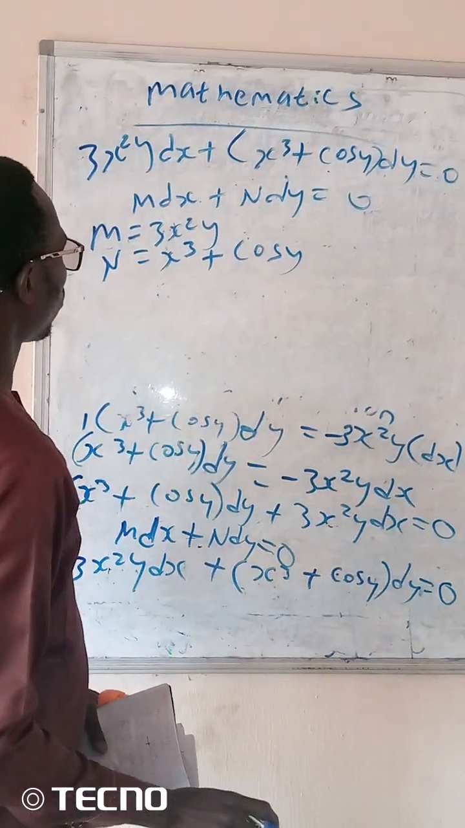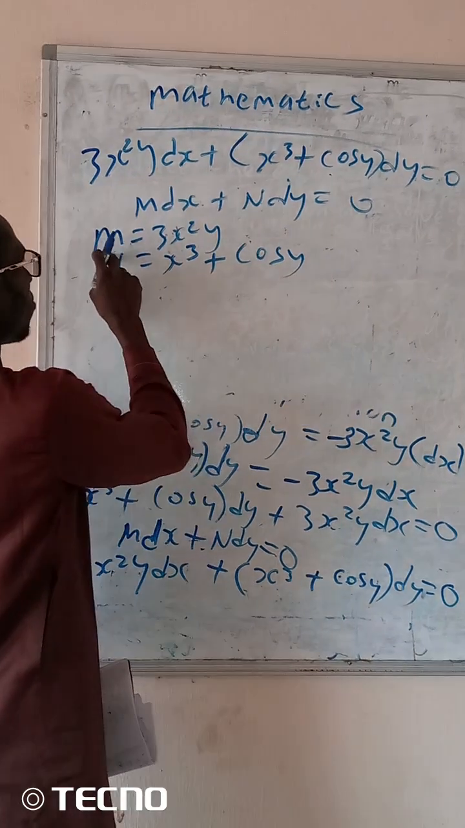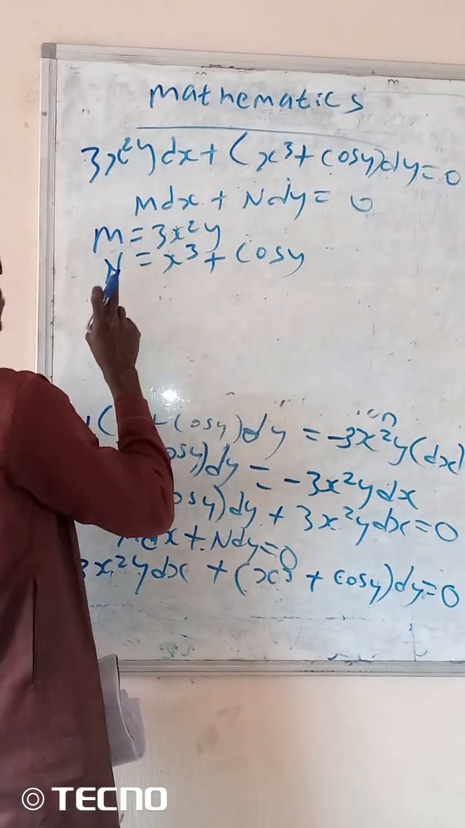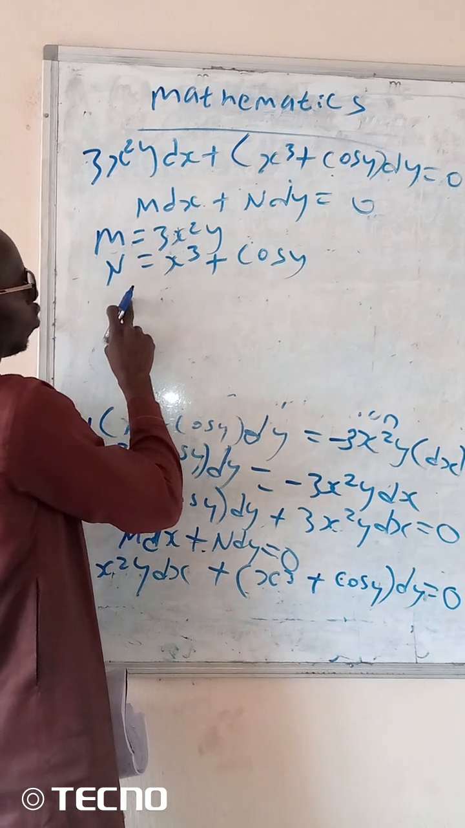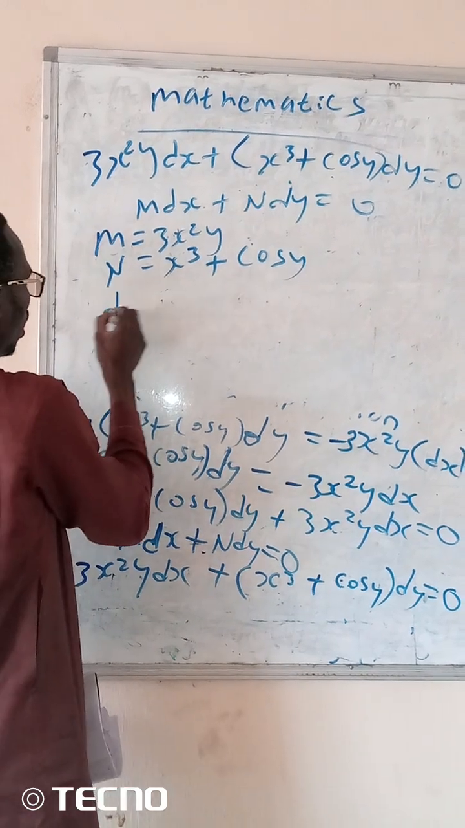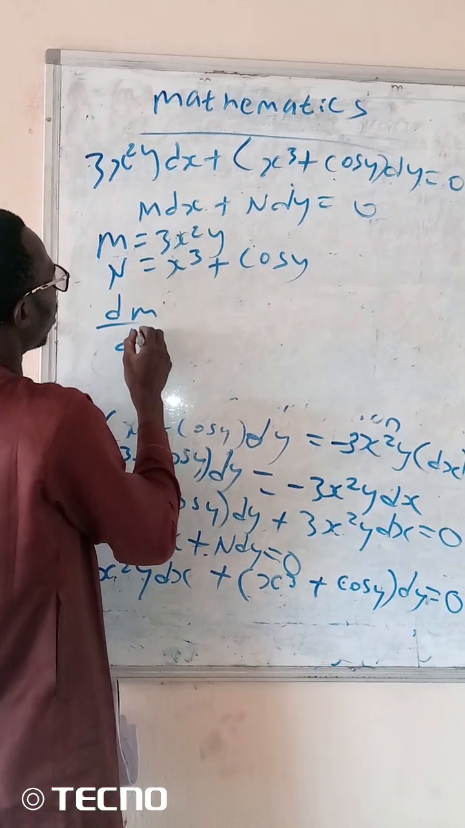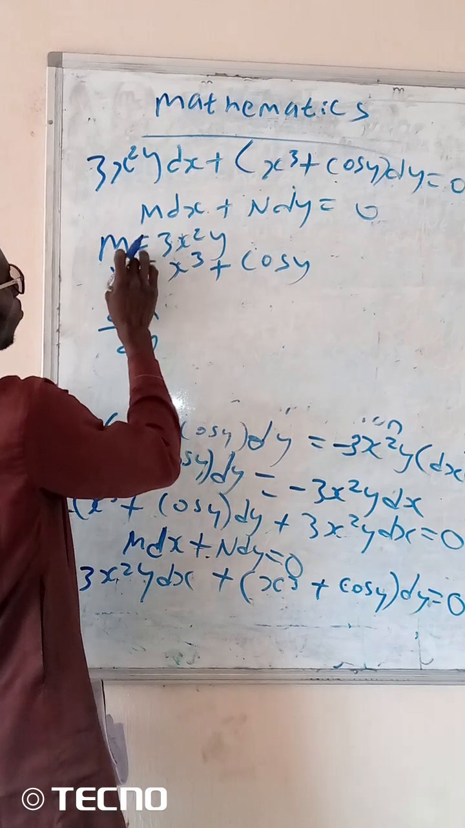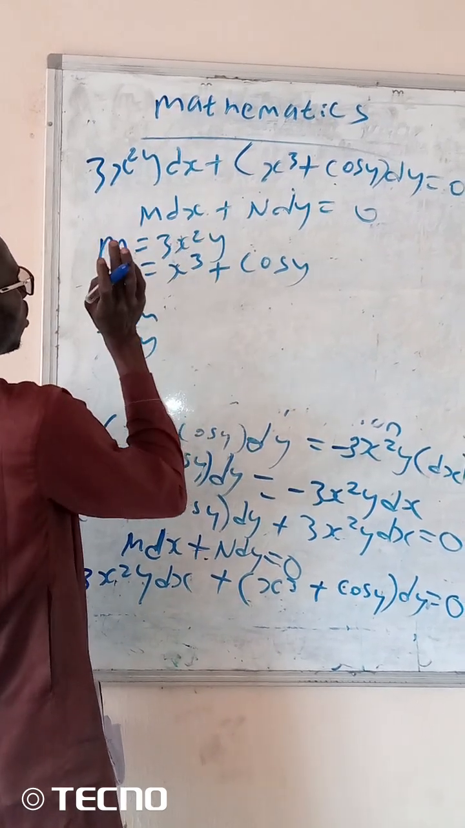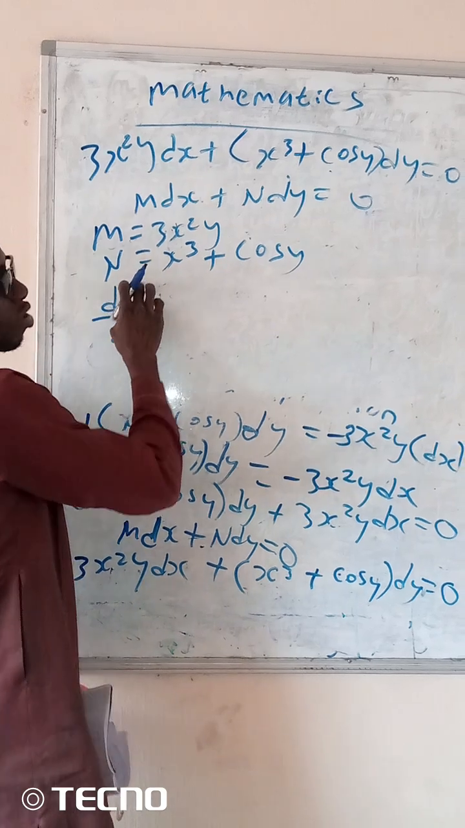So what we are going to do next is that we are going to differentiate M with respect to y. Then we are going to differentiate N with respect to x. That means we have the differentiation of M with respect to y, and differentiation of N with respect to x.